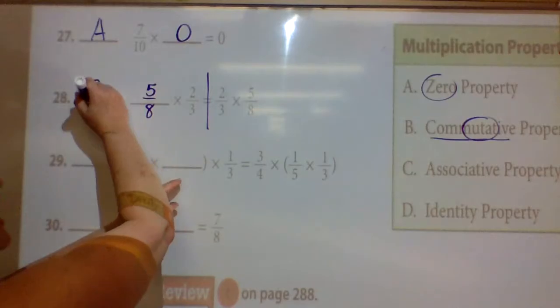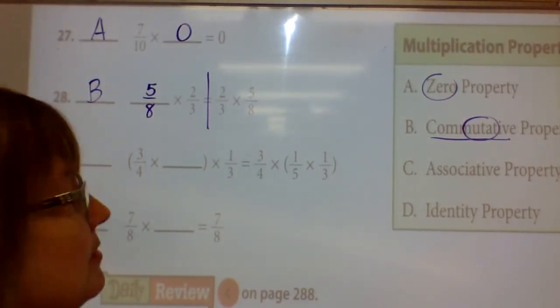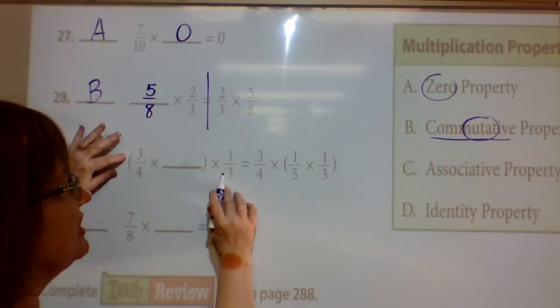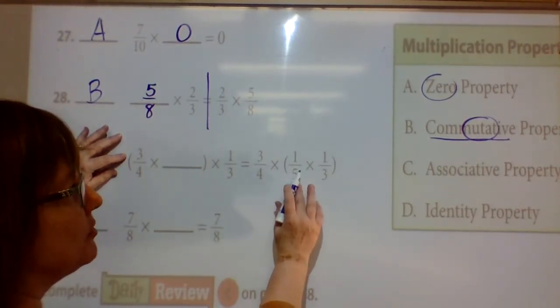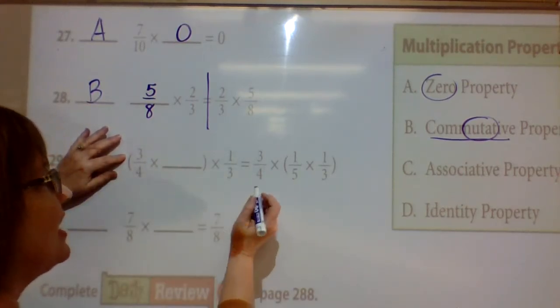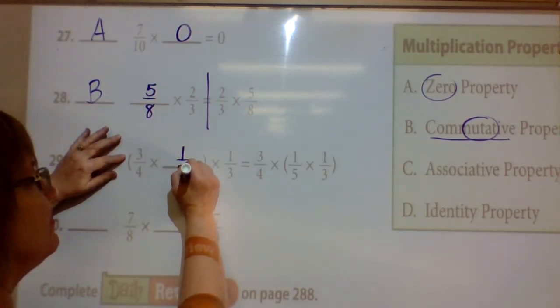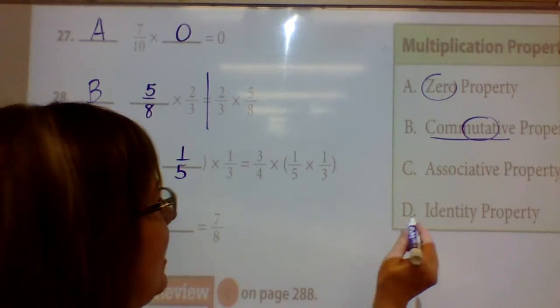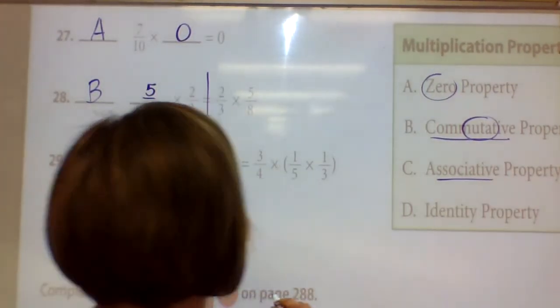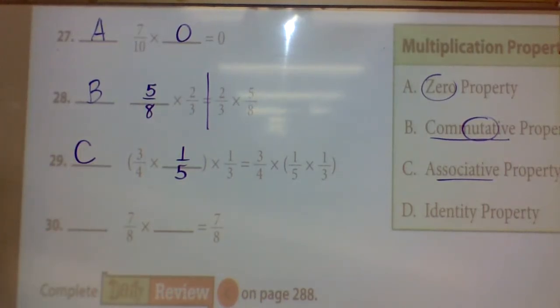B, hey, A and B are in the right order. Okay, well, 3/4 in parentheses times something times 1/3 is the same as 3/4 times 1/5 times 1/3 in parentheses. So we just need the same numbers on each side. This one's missing 1/5. And we call that the associative. Wow, they just kept these in order.